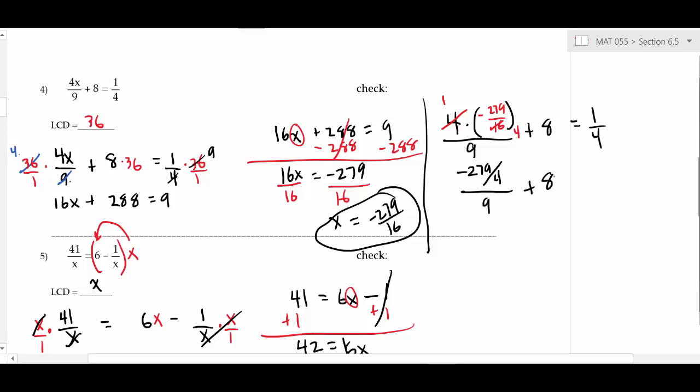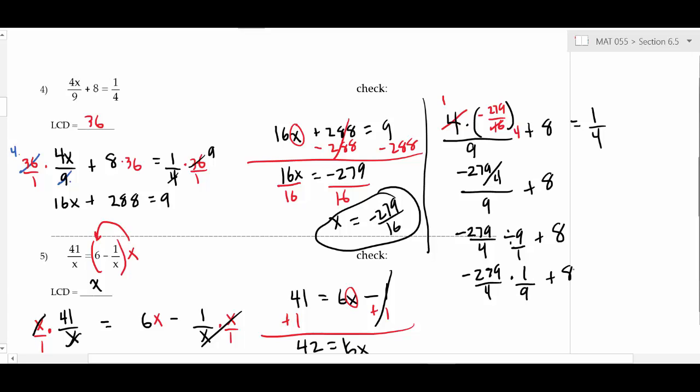Okay, and a lot of students at this level of class do not know how to handle this. Here's how you handle it. You say negative 279 over 4 divided by 9, plus 8, because that's what it is. When you're over 9, you're dividing by 9. How do you divide by a fraction anyway? We have learned that. Flip the second one and multiply. So you're going to have negative 279 over 4 times 1/9 like that plus 8.